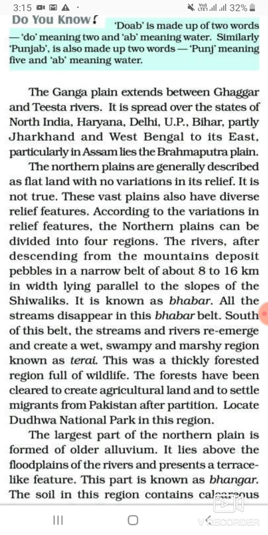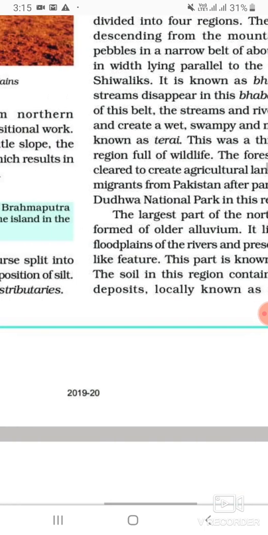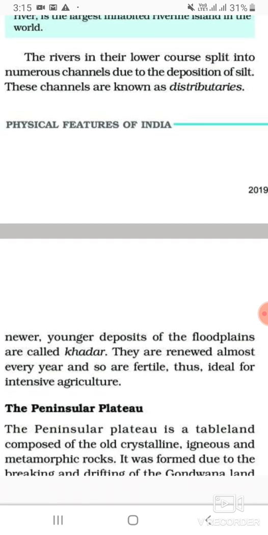Let's move on to Terai, a wet marshy area with wildlife and forest. Next is Bhangar, which is an older alluvial plain which rises above the level of the floodplains. And lastly, the Khadar. So Khadar are the younger alluvium of the floodplains. They are renewed almost every year and so are fertile, thus very much ideal for intensive agriculture.